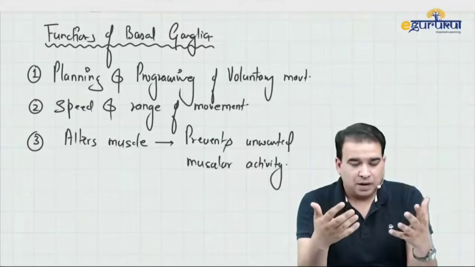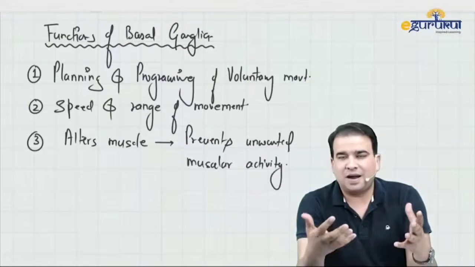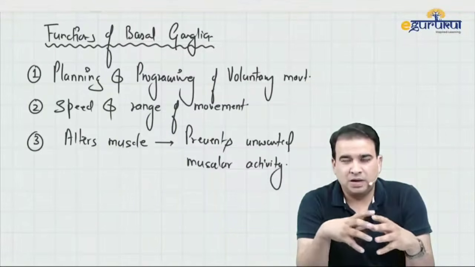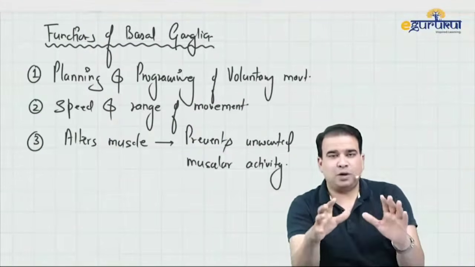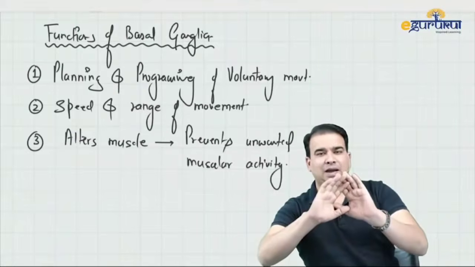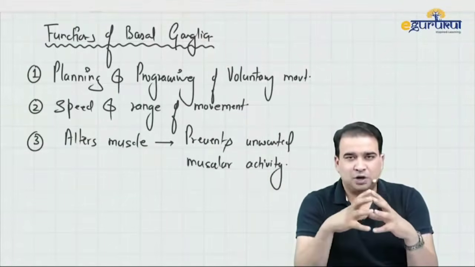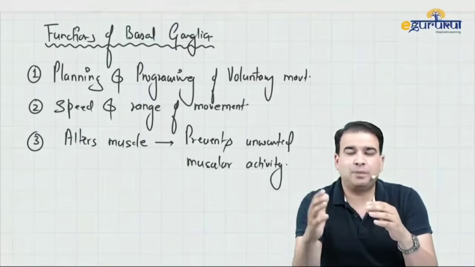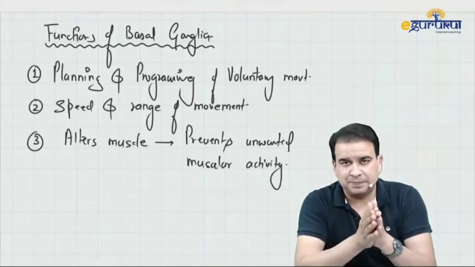The execution is done by the pyramidal tract. The corticospinal tract is the tract which is taking care of all these voluntary movements. But that voluntary movement is to be planned. I have to catch a ball at a certain angle, let's say in front of my face, and then it has to be coordinated by the cerebellum also. So that's the function of the basal ganglia, to plan and program a voluntary movement. Whatever the movement is, the planning has to be done by the basal ganglia.